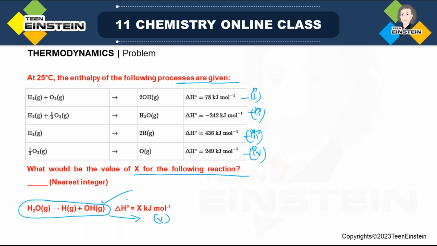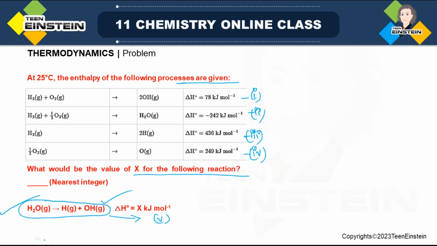So you can add the equations, you can subtract the equations, you can multiply coefficients on both the left hand side and right hand side, or you can use a fractional coefficient, that is, multiplying both sides by half. That you can also do. But ultimately you have to arrange the equations in such a way that you get the final equation.